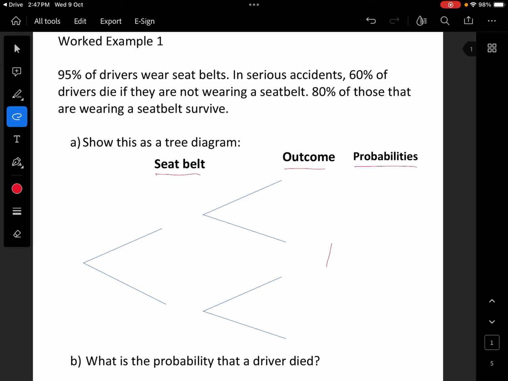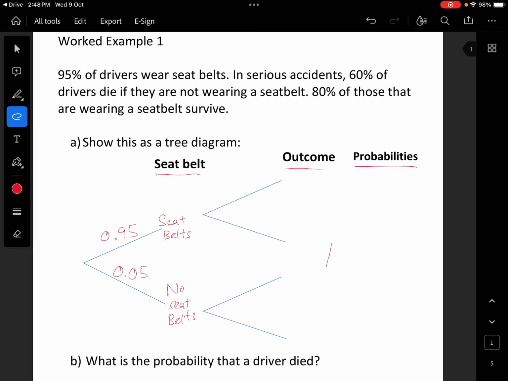We do know that 95% of the drivers wear seatbelts. So I'm going to write here seatbelts, no seatbelts. I have the tendency to write my probability as a decimal or a fraction. I'll try to avoid using percentage because it does create some confusion when we do the calculation. So I'm going to convert this into a decimal, which gives me 0.95, which means that we have 5% of the drivers who don't wear seatbelts. That's going to give me 0.05 here.